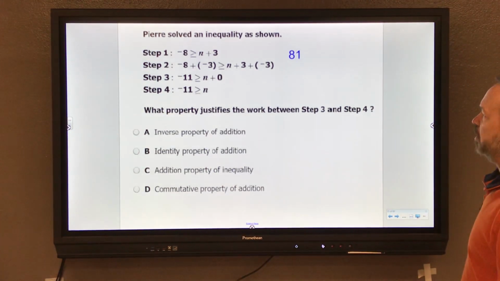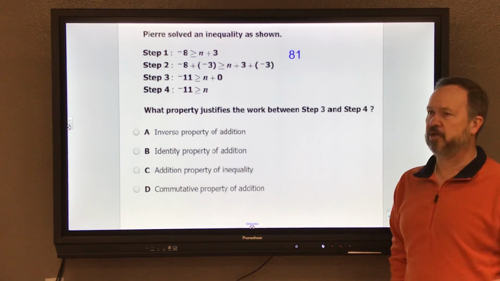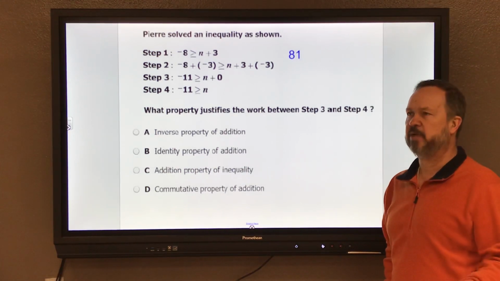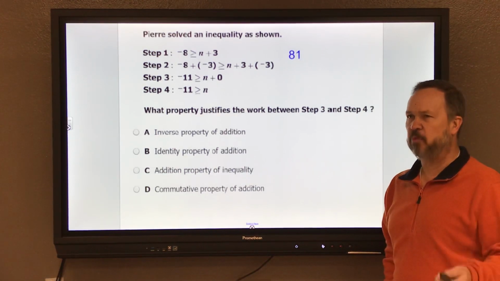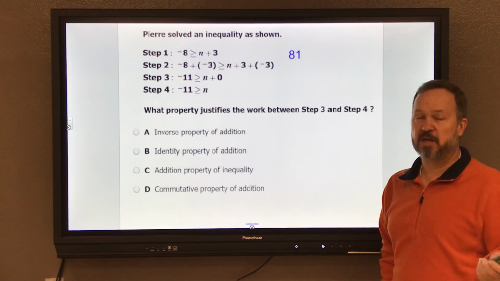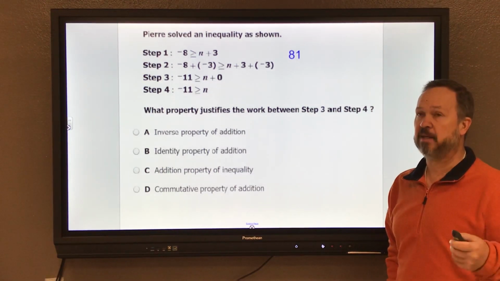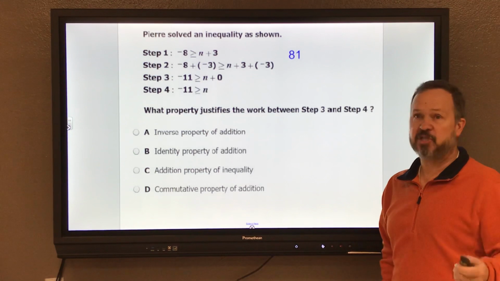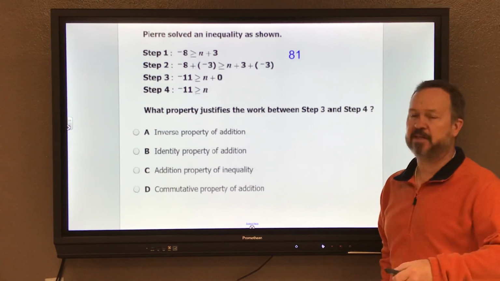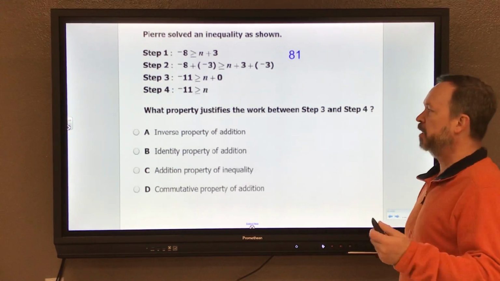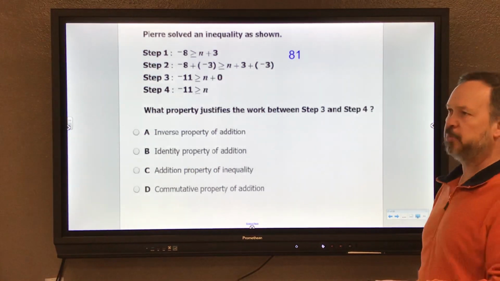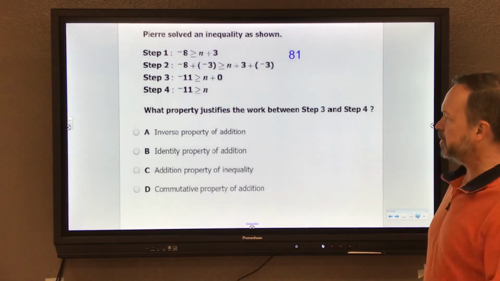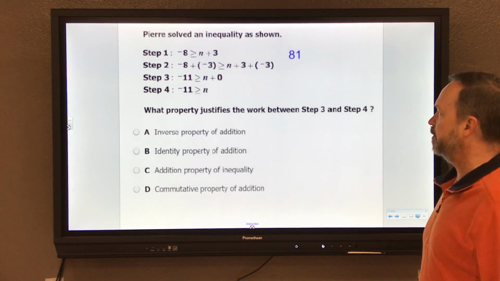Pierre solved an inequality as shown. So you've got Pierre's work. One of the things that I've noticed in standardized testing, and in your Algebra 1, if you'd had an SOL, you would have been able to go back, and it's not computer adaptive, so you've been able to go back and rework a problem or check an answer or skip it and come back to it. But one of the things that I've noticed is a lot of times you'll get a hint in one problem for another problem. So let's look at what is going on here.